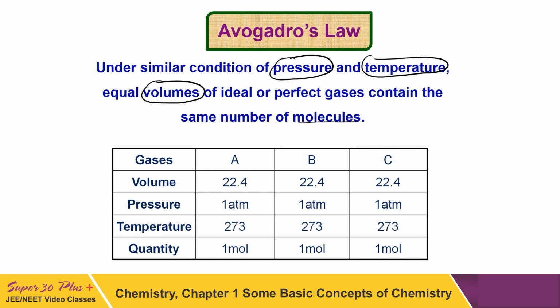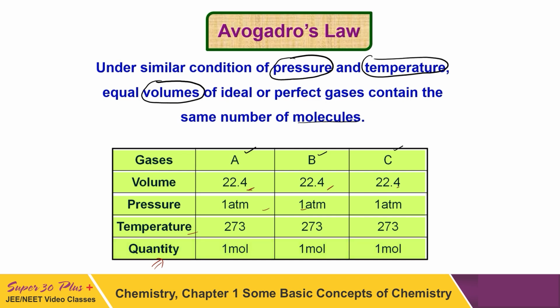Say for example, we have three gases A, B and C. Now for these three gases A, B and C, you see students, volume is the same, pressure is the same and temperature is also the same. Then their quantity will also be the same: 1 mole, 1 mole and 1 mole.